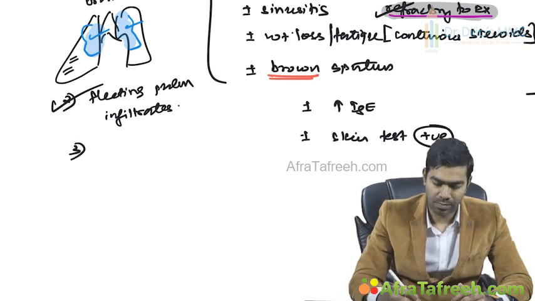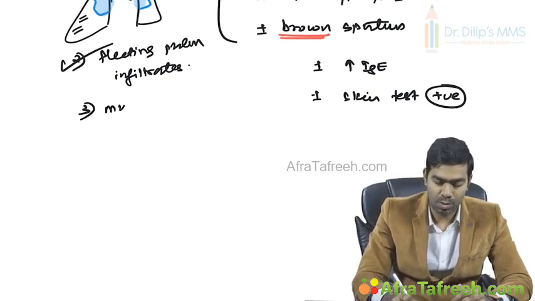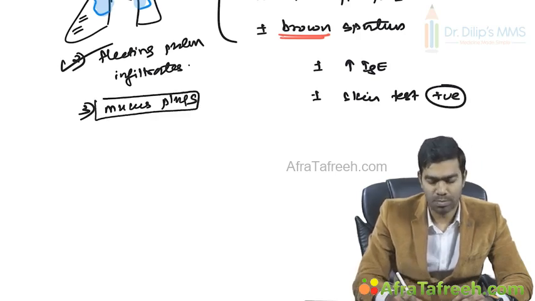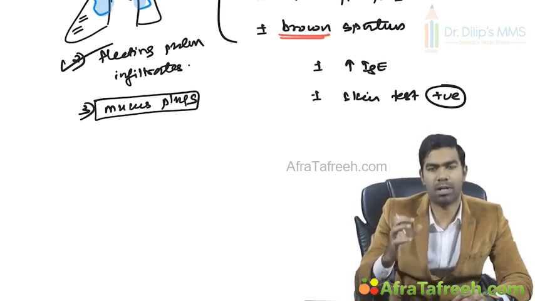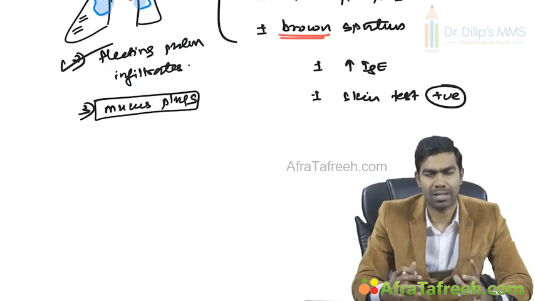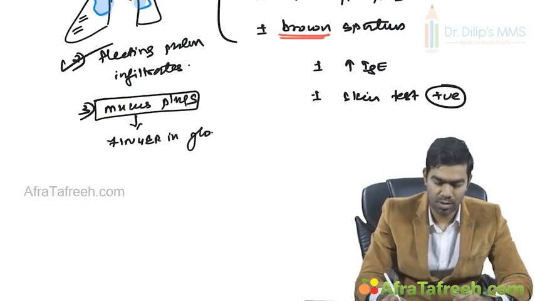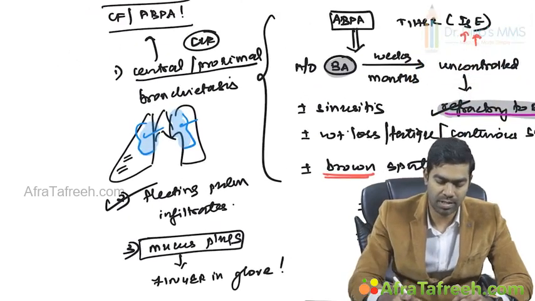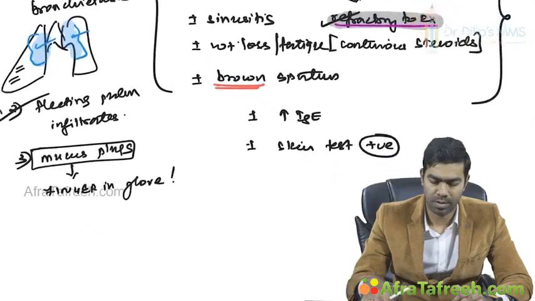And number 3, you might also get these characteristic mucus plugs that you can see. These mucus plugs you can see in the lungs. In certain bronchus, certain airways will be plugged with this mucus, this aspergillus containing mucus. And that resembles one important sign called a finger in glove sign, which I'll show you in some time. So all these are very characteristic imaging findings in ABPA. So you have to be very careful about them.